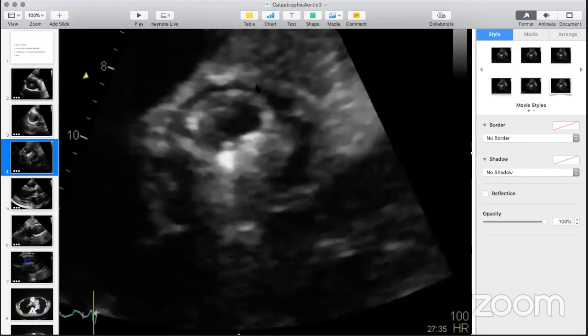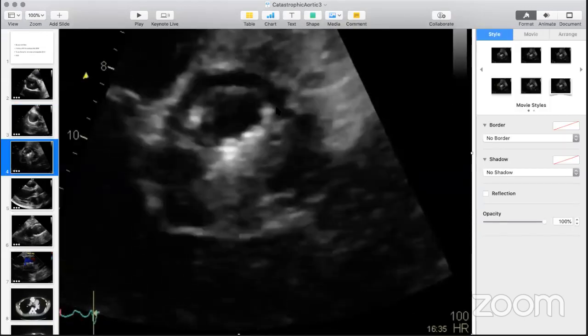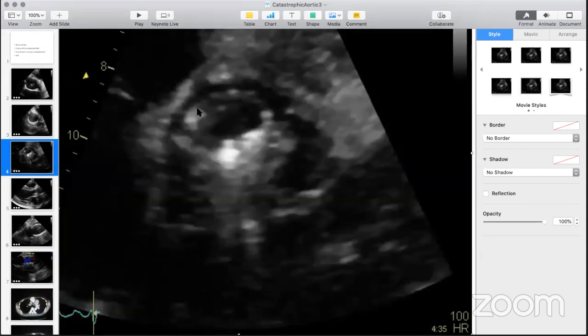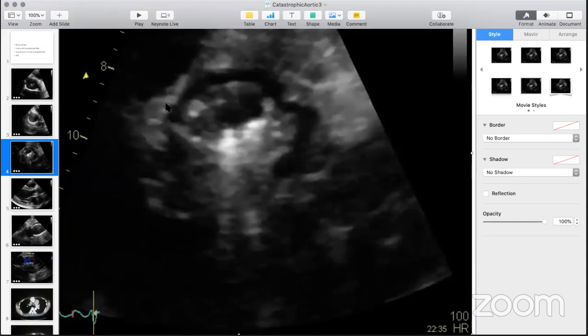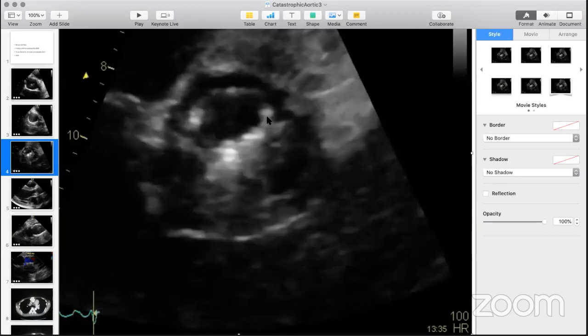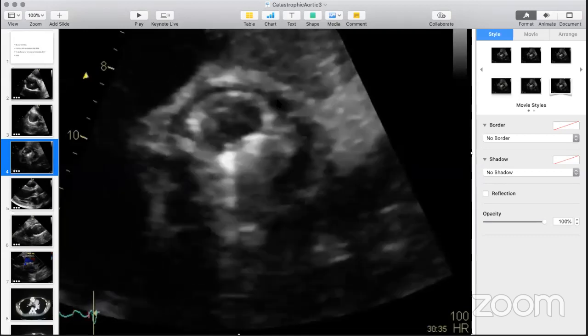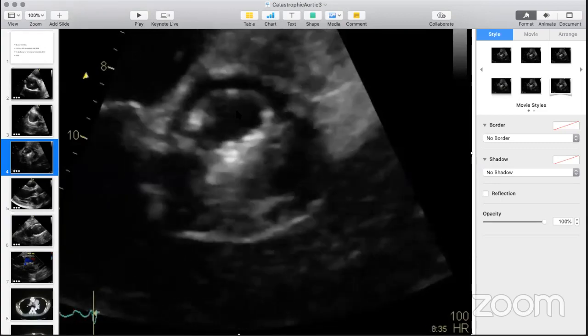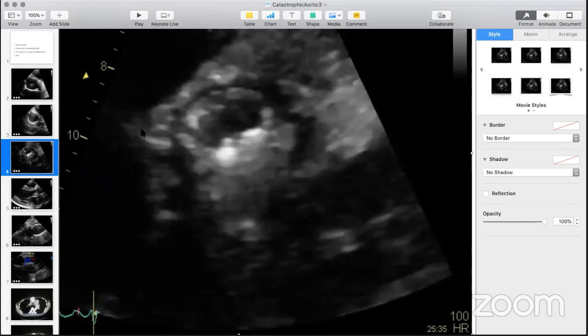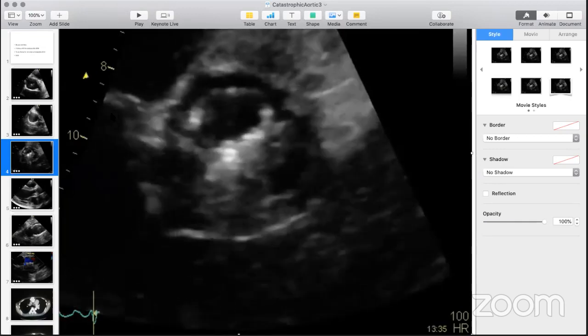So here's the site of the previous Bentall. You can see the prosthetic circle here. You can see the annulus that it's supposed to be attached to here. There's a space between the two. That's not good. If you look at the area of the aortic valve leaflets, you can see that there are some things moving around. There's some movement here at all.